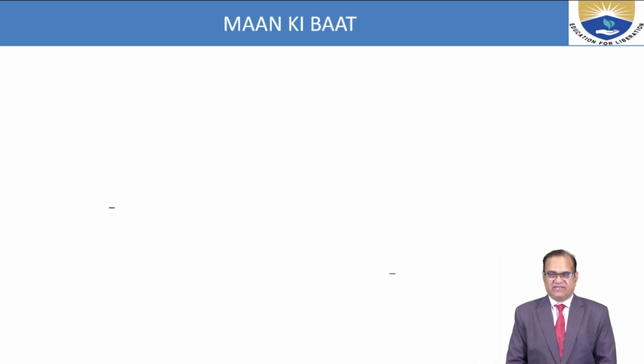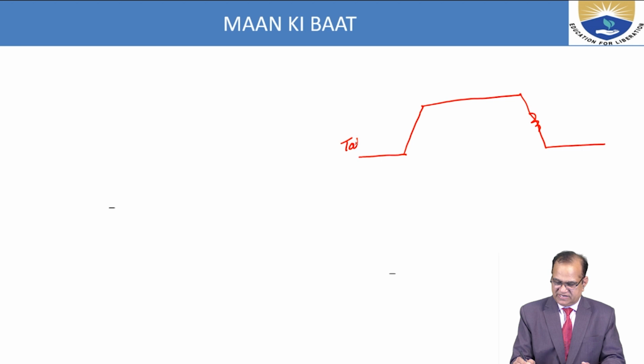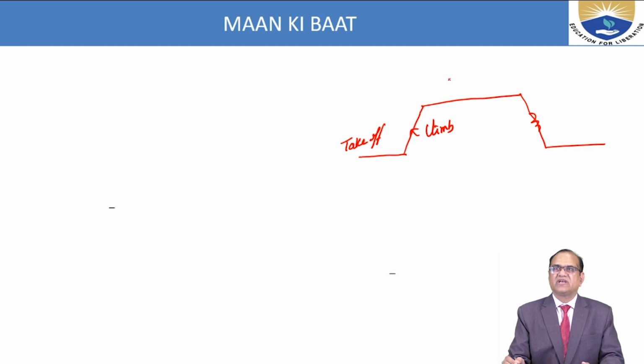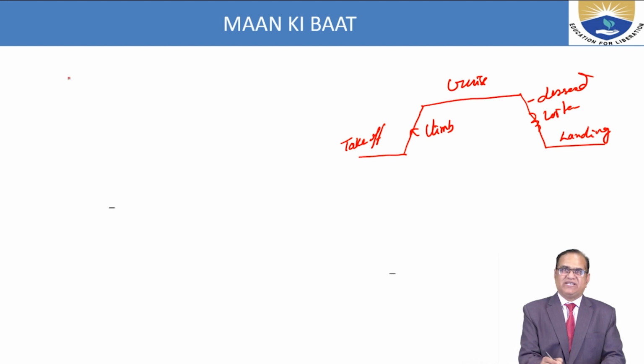If I talk about Man Ki Baat, as you know, as of now we are in the phase of different mission phases. If I make a typical phase diagram, this is the takeoff, this is the climb, this is the cruise, this is the descent, this is the loiter, this is the landing. As of now, we are discussing mostly the cruise flight.